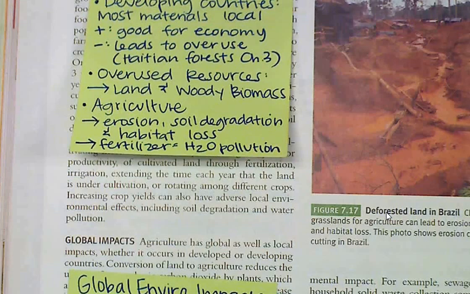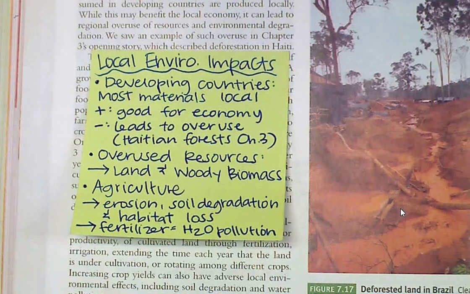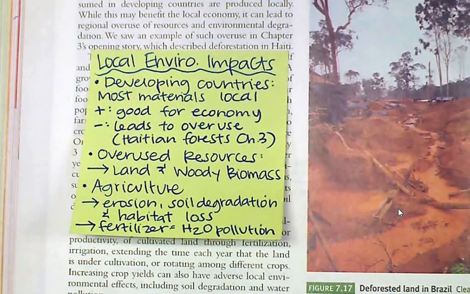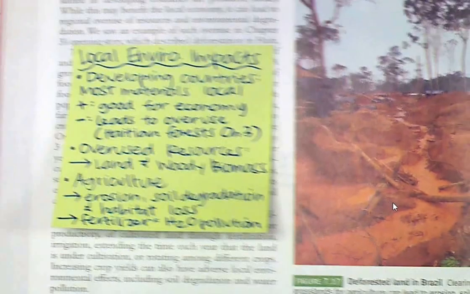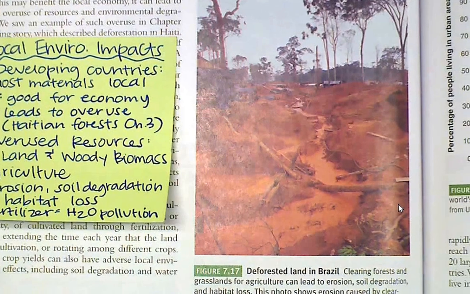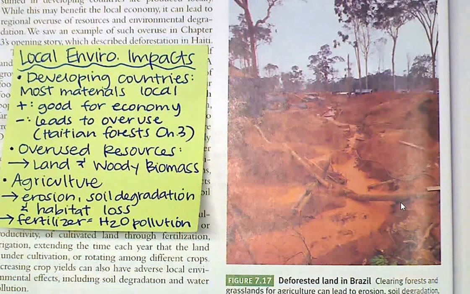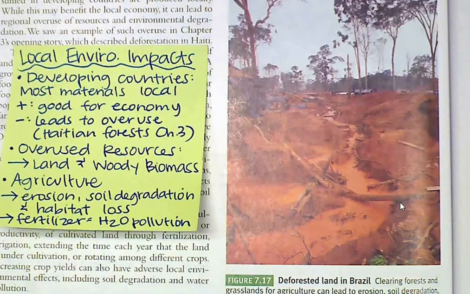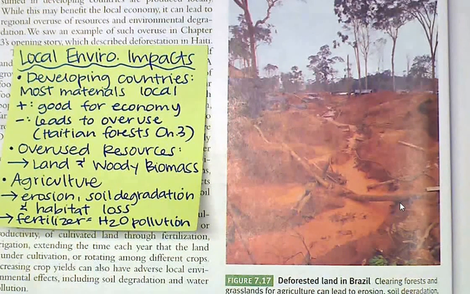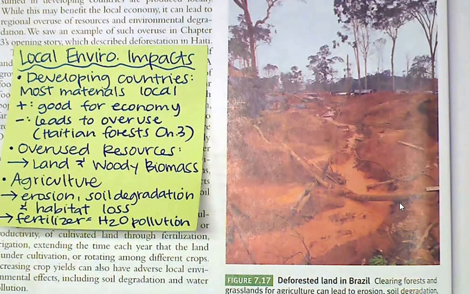All right, now these environmental impacts can take many different forms. They can be local or global. So my first local example here is deforested land in Brazil can cause erosion, soil degradation, and habitat loss. This is done from clear cutting. So most developing countries use local materials. They can't really afford to import things.